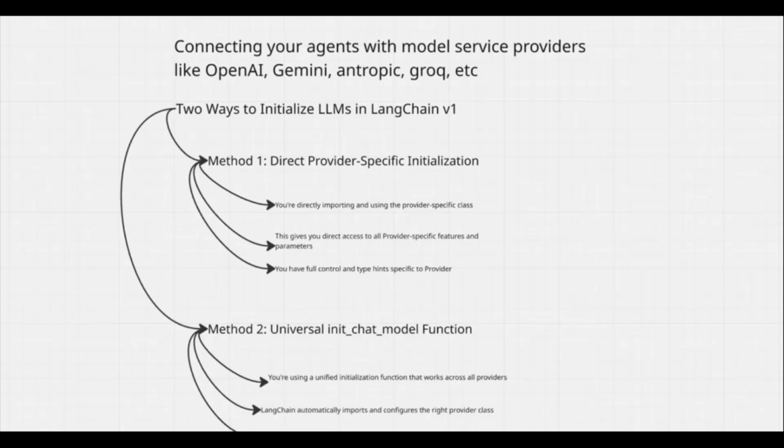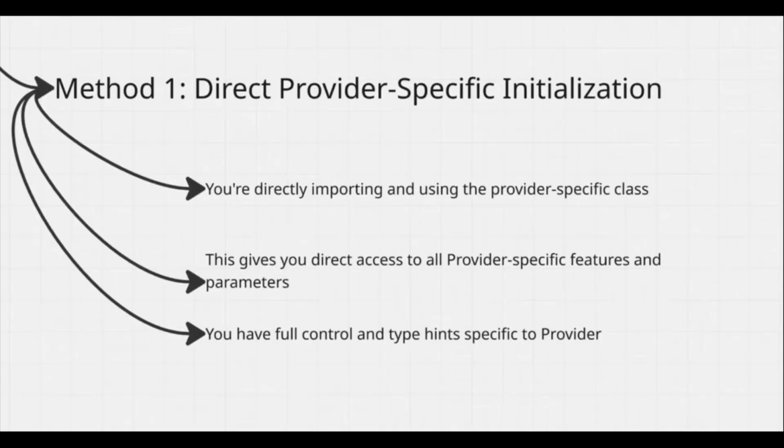In LangChain, there are two main ways to initialize an LLM before passing it to the create-agent method. The first approach is direct provider-specific initialization, and the second is using a universal chat model initialization function. Let's explore both approaches and understand when to use each one. In this approach, we directly import the provider-specific model class, such as ChatOpenAI for OpenAI or ChatGroq for Groq. This method gives us full access to all provider-specific features, advanced parameters, and better type hints. It is best suited for production systems where the provider is fixed and we need maximum control.